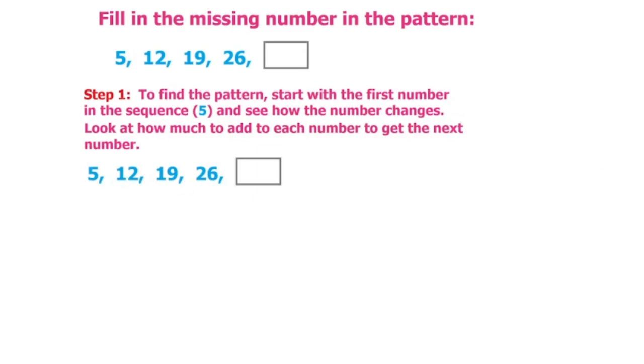And then we can look at the other ones, and it's the same thing. From 12 to 19, you add 7. From 19 to 26, you add 7. So it's add 7 each time.